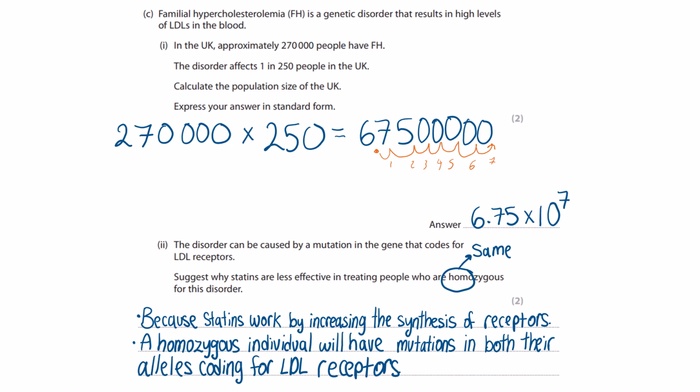Okay, the disorder can be caused by mutation in the gene that codes for LDL receptors. Suggest why statins are less effective in treating people who are homozygous for this disorder. Homozygous means same, okay? Because statins work by increasing the synthesis of receptors. A homozygous individual will have mutations in both their alleles coding for LDL receptors.